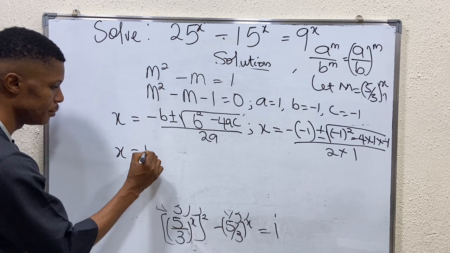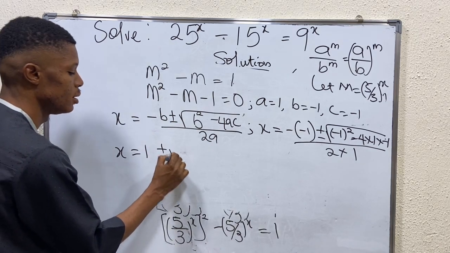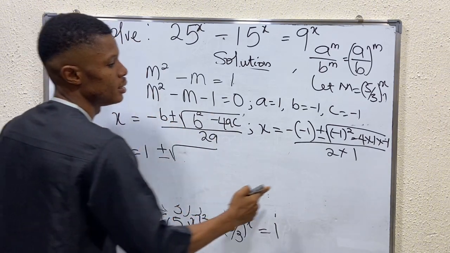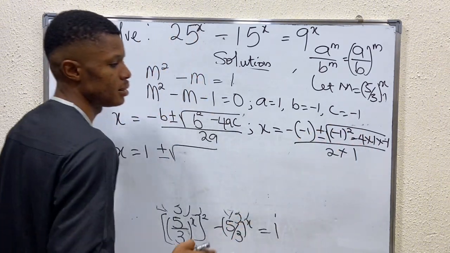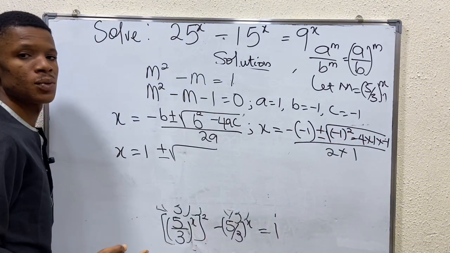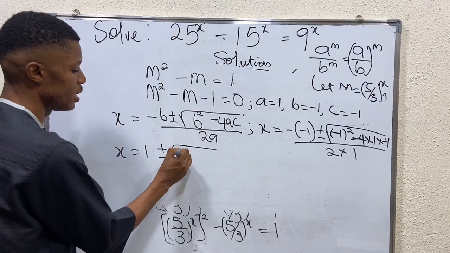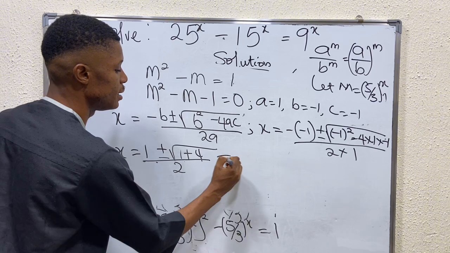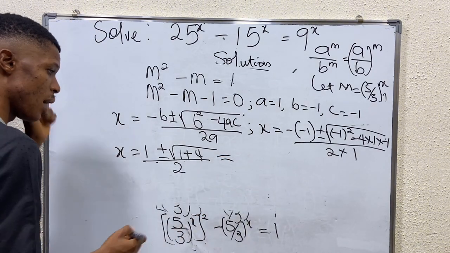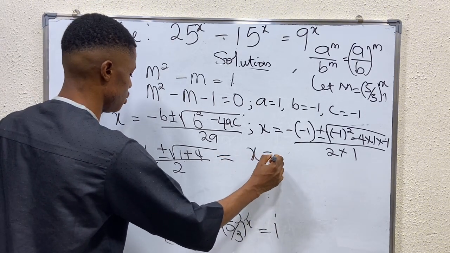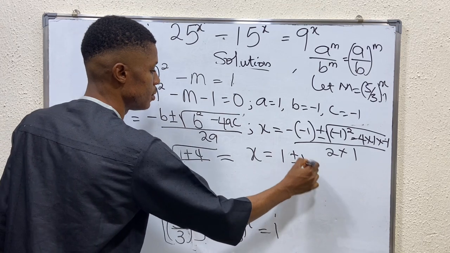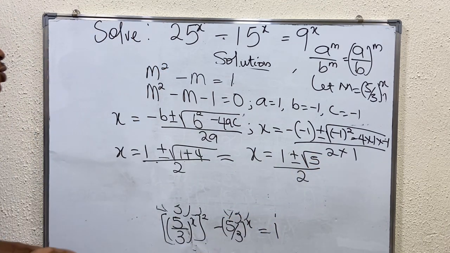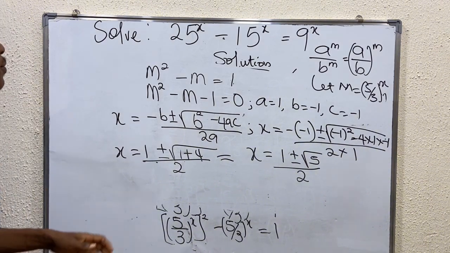That's 1, plus or minus the square root of minus 1 squared is 1. Then minus 4 times 1 times minus 1 is plus 4. So we have it as 1 plus 4 over 2, and this will be what? We have it that x is equal to 1 plus or minus the square root of 5 over 2. So this is actually the value for m.